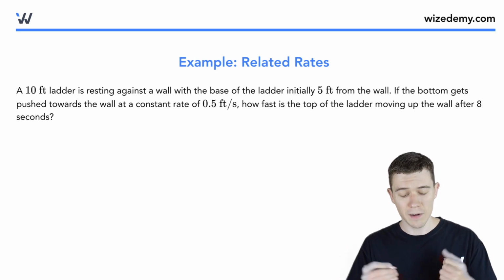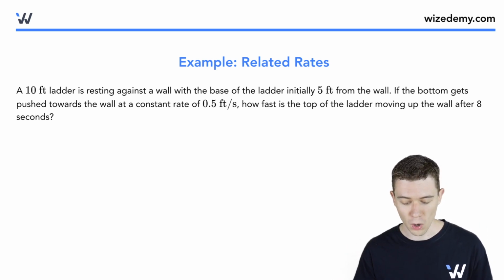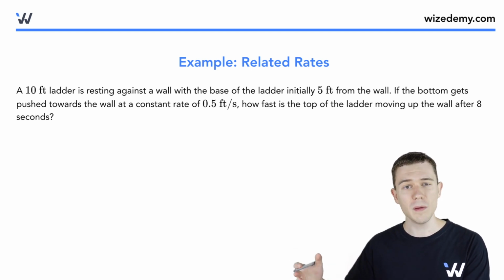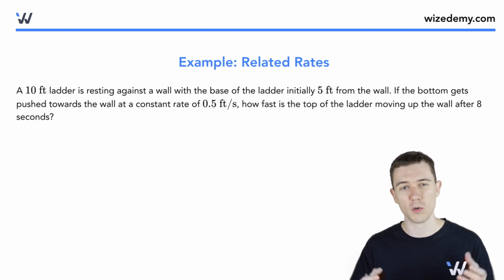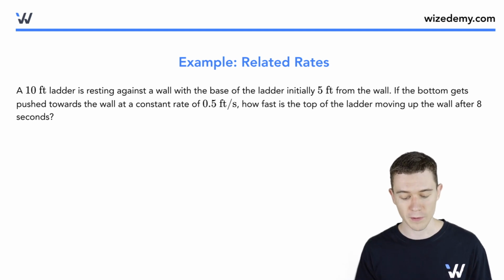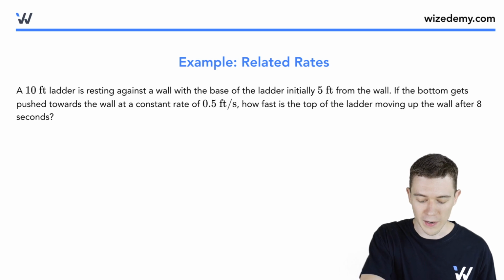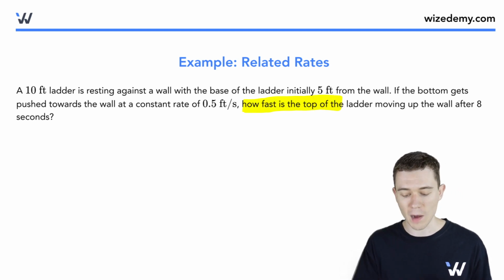Here we have a 10-foot ladder resting against a wall. The base of the ladder is 5 feet from the wall, and the bottom of the ladder is being pushed towards the wall at a certain rate, half a foot per second. The question is, and the rate we want to find, how fast is the top of the ladder moving after 8 seconds?